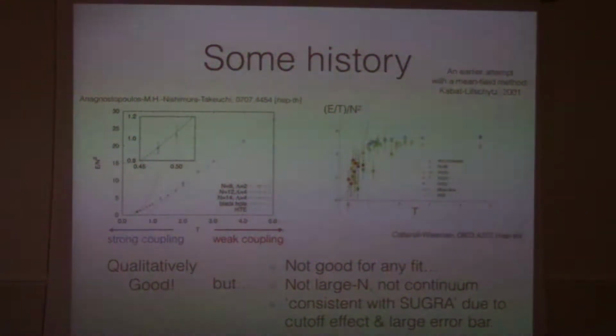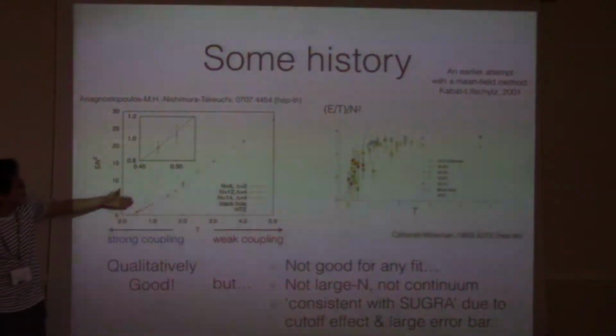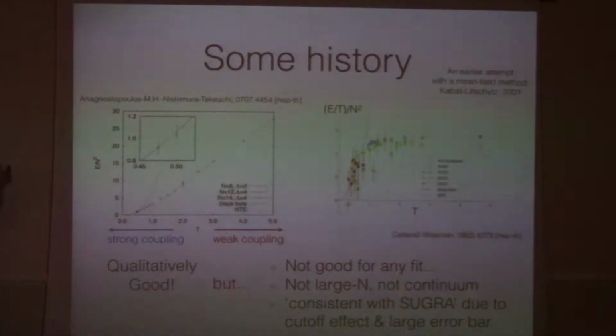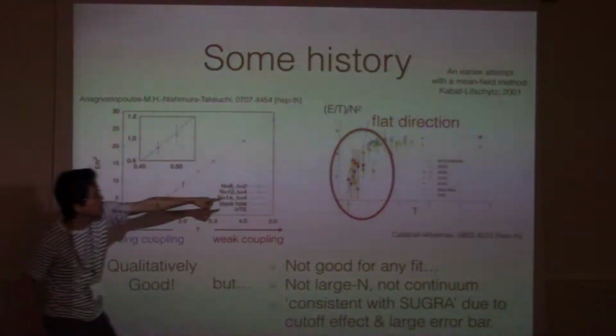Anyways, qualitatively it's already okay, and we are very much encouraged. But it's not good for any fit. None of us took large N, none of us took the continuum. And we would say it could be that it was just consistent with the duality conjecture because of huge error or a regularization artifact. Sorry, I forgot to say, but here they encountered the conjecture.